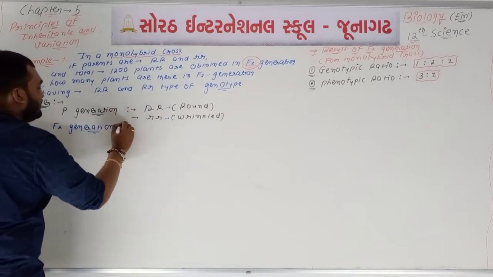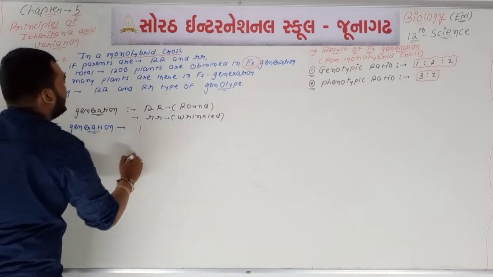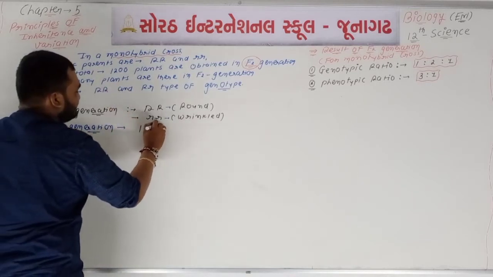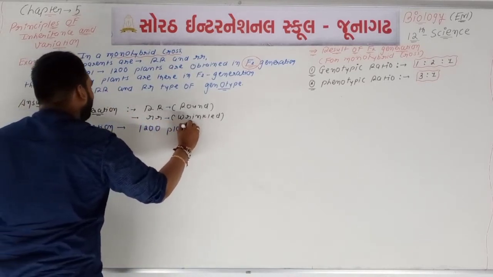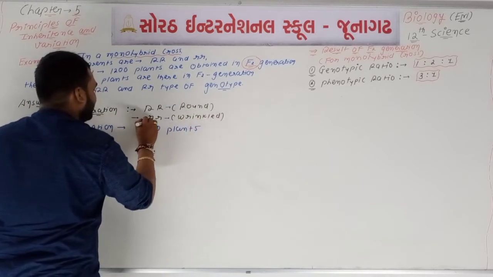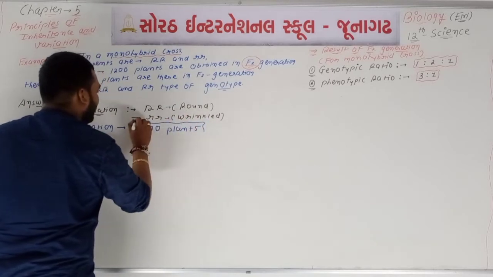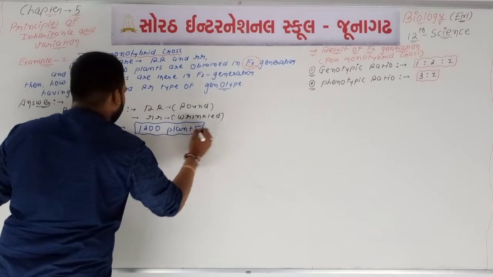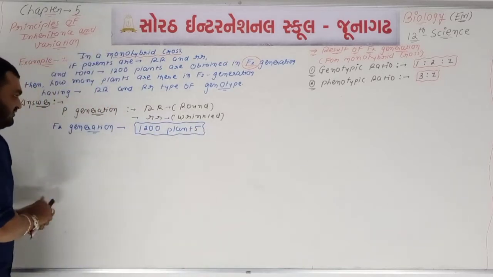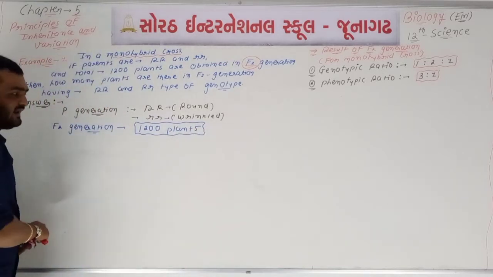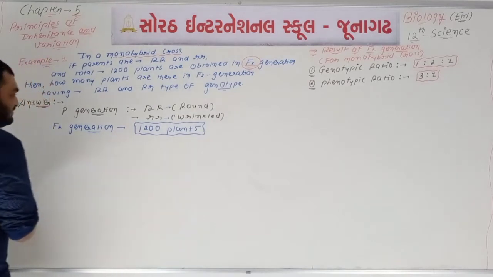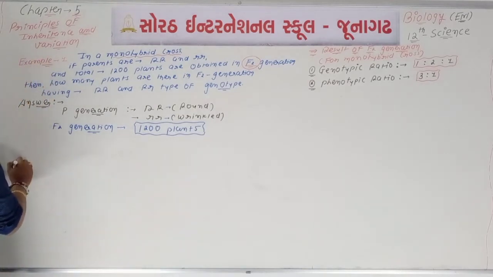Now see, in the F2 generation, how many plants are there in total? A total of 1200 plants are there in the F2 generation. Now see, this sentence is important.